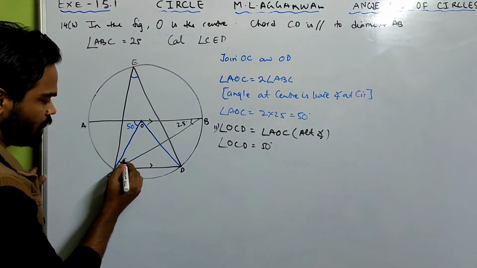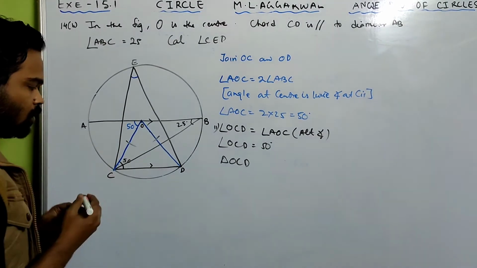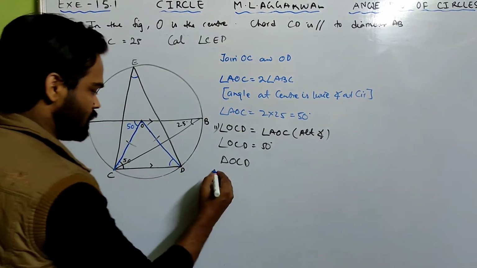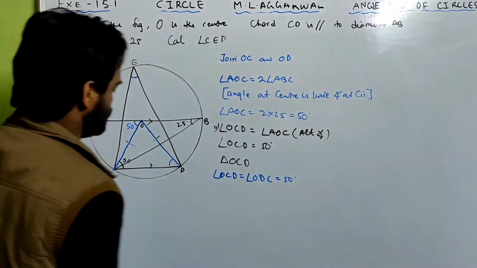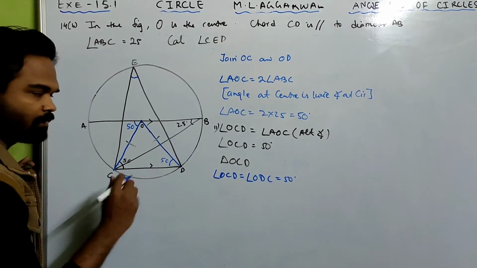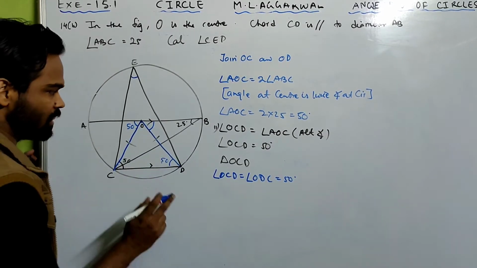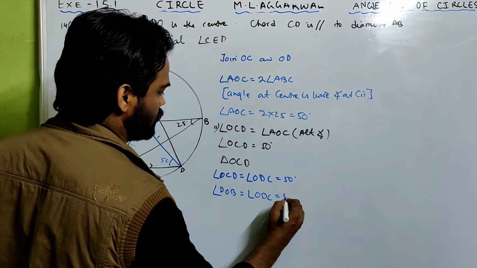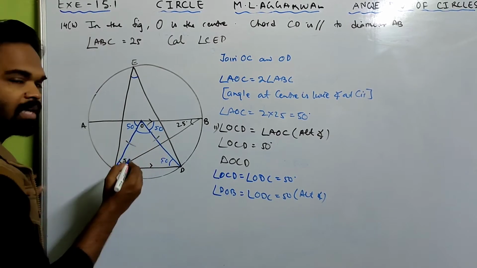Isn't it? Now look at triangle OCD. Triangle OCD. OC and OD are equal. Isn't it? Which means angle C and angle D will be equal. Angle OCD is equal to angle ODC, which will be equal to 50 degrees, because OC and OD are equal, so it's an isosceles triangle, so base angles will be equal. So this is 50. Now if this is 50, this has to be 50. Alternate angle, isn't it? Angle DOB is equal to ODC is equal to 50. That's alternate angle.